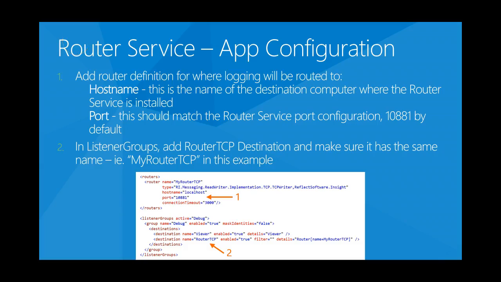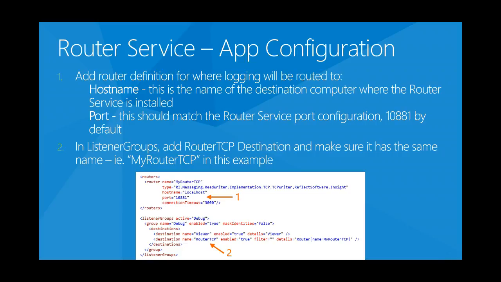Okay, up to now we looked at the router service configuration. Now let's discuss your application configuration for sending to the router service. We'll get into more details about how to do this, but there are a few things to keep in mind. One is to add a router definition of where you'll be logging to. Two important things are the host name and the port.